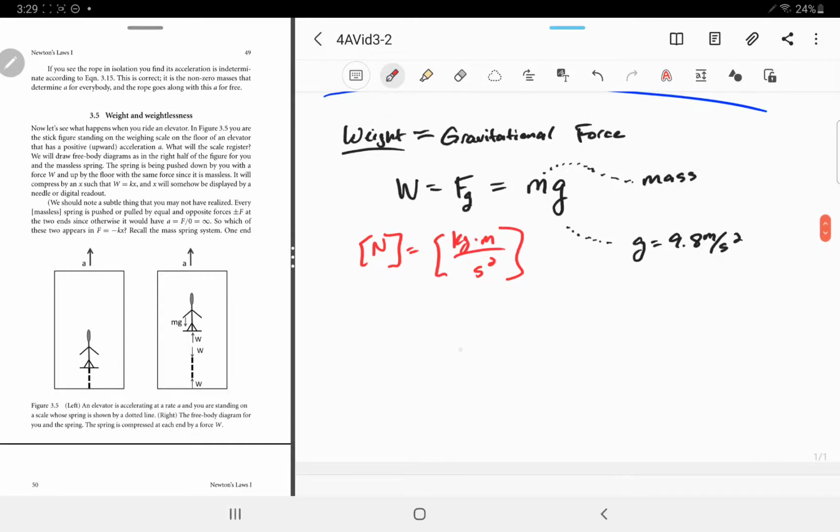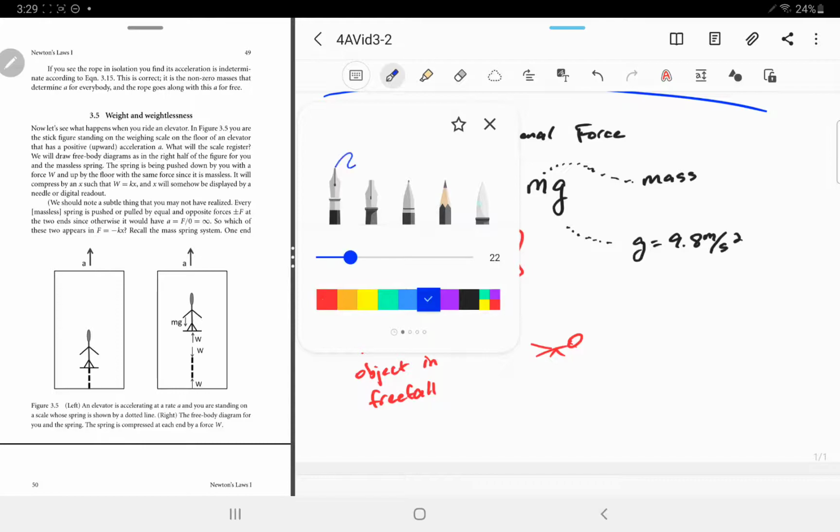So suppose we drop an object. Here is a free body diagram of an object in free fall. Say I jumped off a cliff and I am falling. There's only one force acting on me.